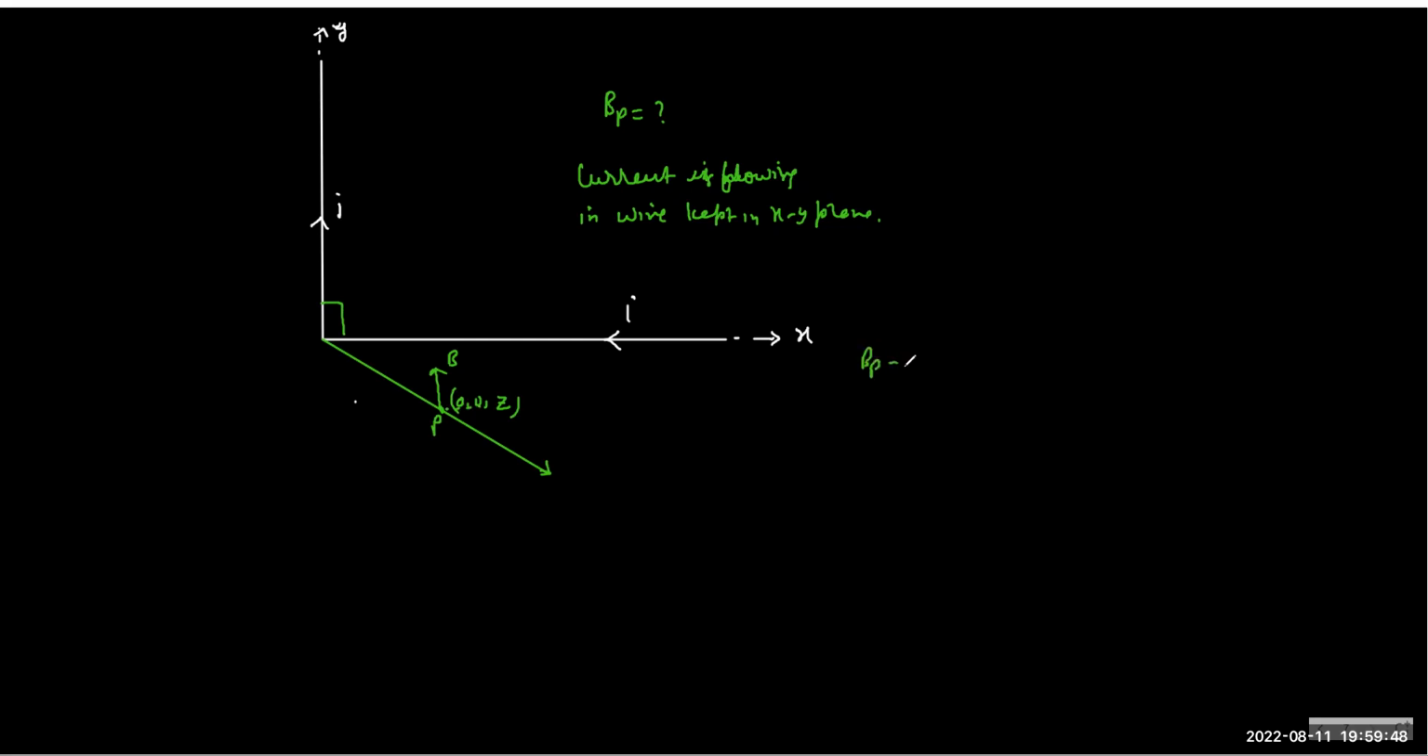So the B at P will be mu naught I by 4 pi D. D means Z, right? And I can say i cap minus i cap plus j cap, right? No, for the Y axis it's plus I. My bad. It's plus I plus J. This is your answer, right? Okay, very good.